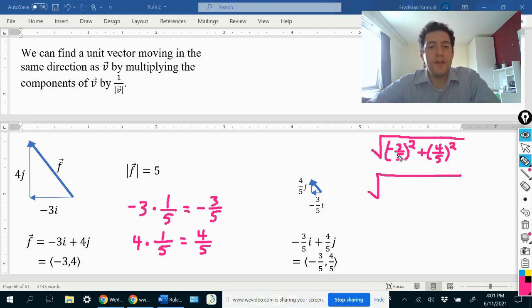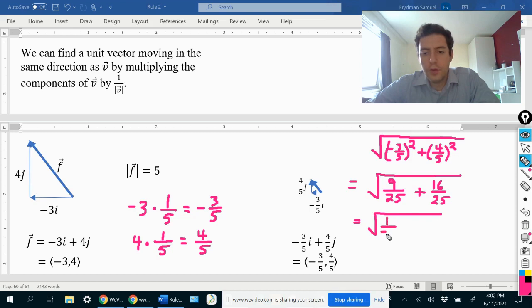All right, and then (-3/5) squared means -3/5 times -3/5, which would be +9 over 25, plus (4/5) squared would be 16 over 25. We can factor out this 1 over 25 here and say that this is equal to 1 over 25 times 9 plus 16. You'll notice that this is very similar to what we were doing in the last proof. And then the square root of 1 over 25 is actually 1/5. If you do 1/5 times 1/5, that gives you 1 over 25.